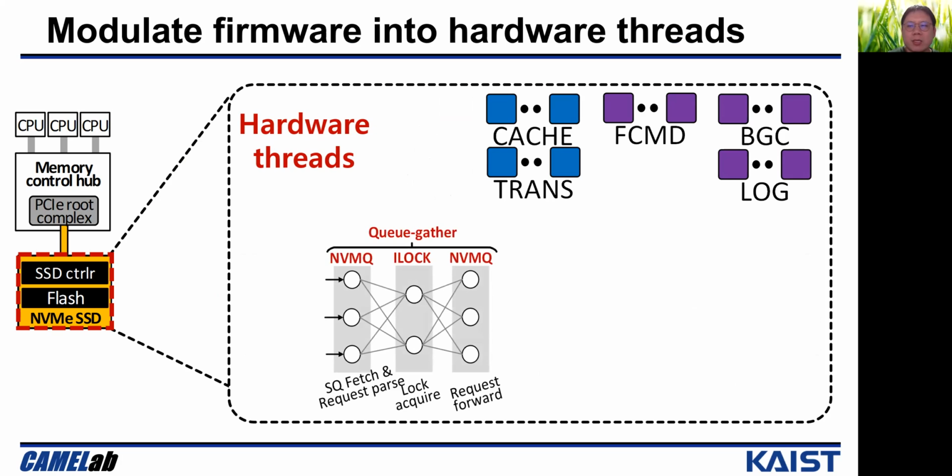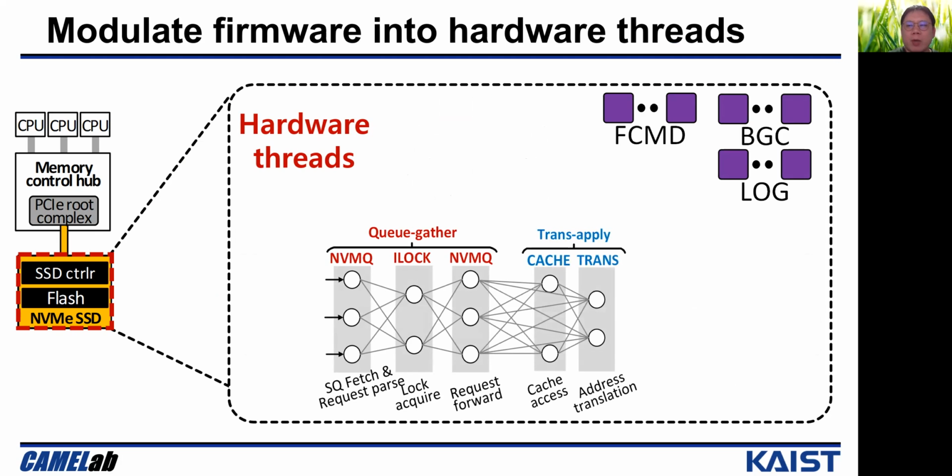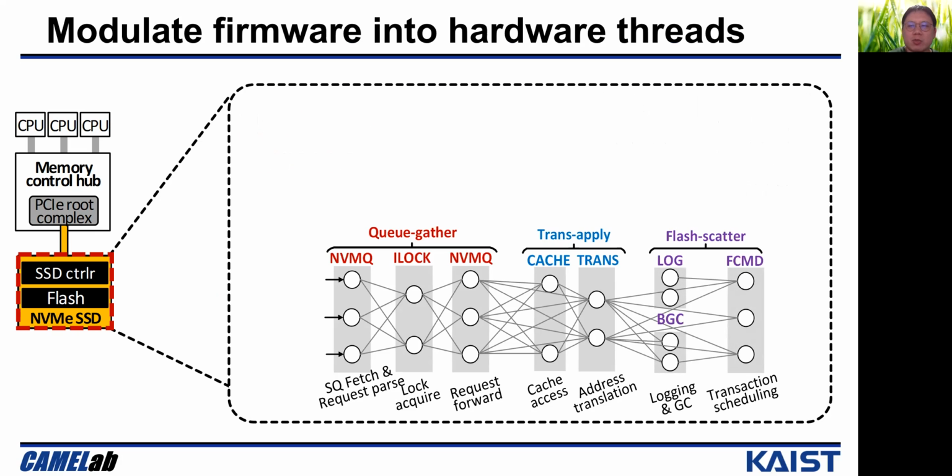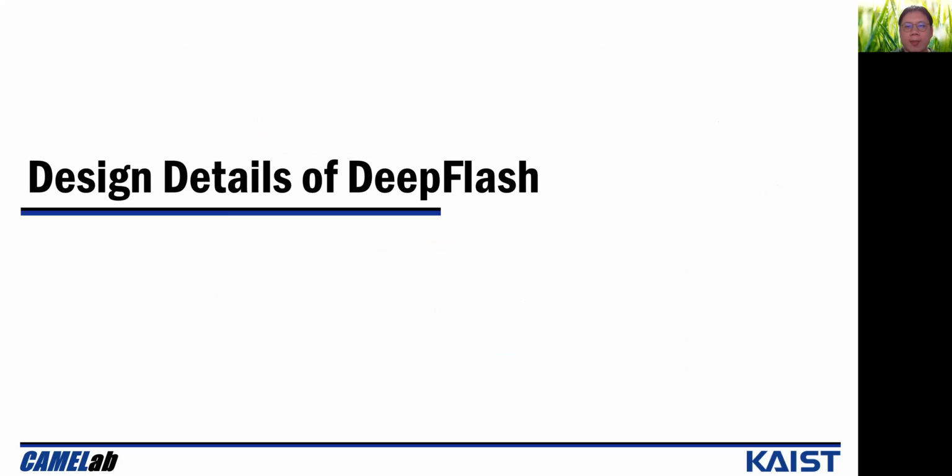The IO request processing can be split into 3 stages. The first stage includes the NVMQ thread and the iLock thread. The trans-apply stage includes the cache thread and the trans thread. The flash scatter stage includes the FCMD thread, BGC thread, and the log thread. Compared to the layered firmware, DeepFlash is flexible to assign different sets of threads to process multiple IO requests in parallel. Next, I will give more design details of each thread in DeepFlash.